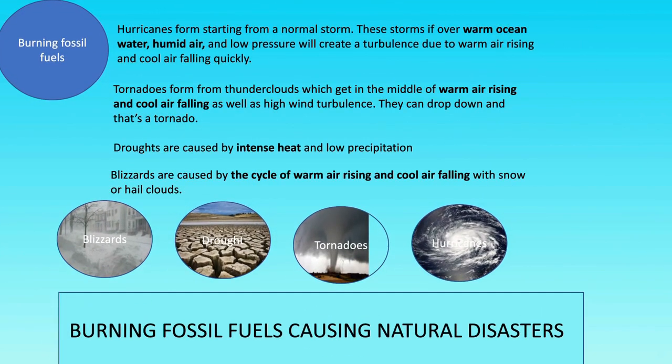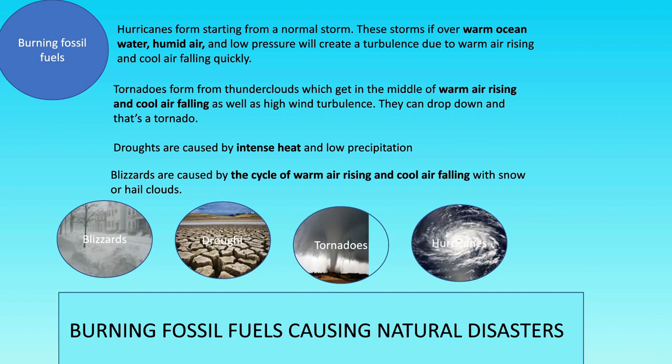So how does this cause the 4 shown weather disasters? Well, hurricanes form starting from a normal storm that's created over warm ocean water and humid air and low pressure. That creates a turbulence from warm rising air and cool falling air. Tornadoes form from thunderclouds, which get in the middle of warm air rising and cool air falling, as well as high wind turbulence. They can drop down, and that's a tornado.